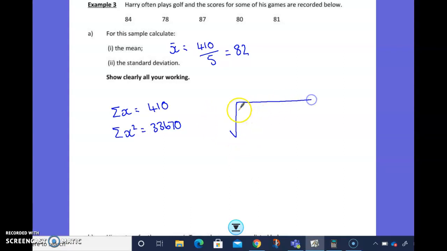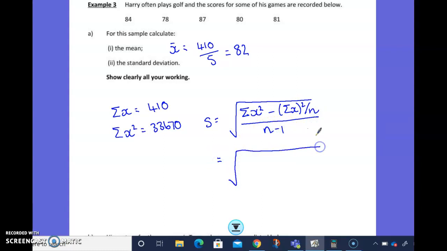Okay, formula then. Standard deviation is the square root of the sum of x squared minus the sum of x all squared over n, all over n minus 1. Put some numbers into this then. That's the square root. Sum of x squared is 33,670 minus sum of x is 410, so 410 squared divided by n, which is 5, all divided by 5 minus 1.